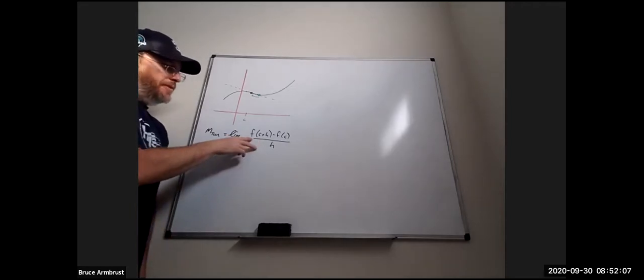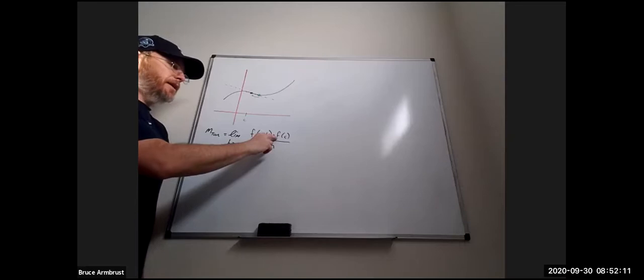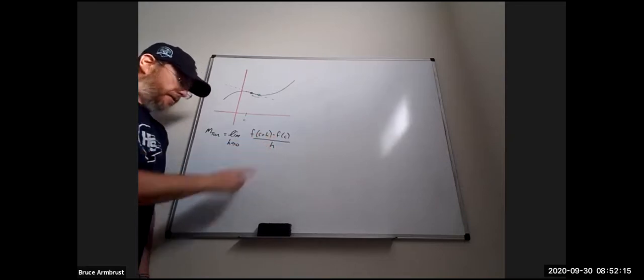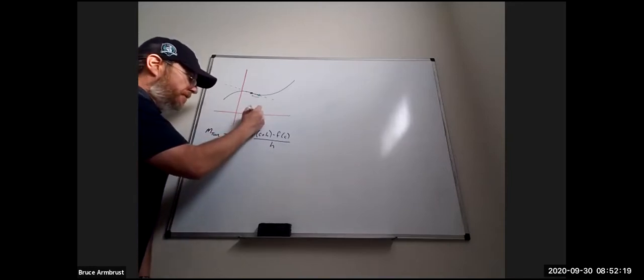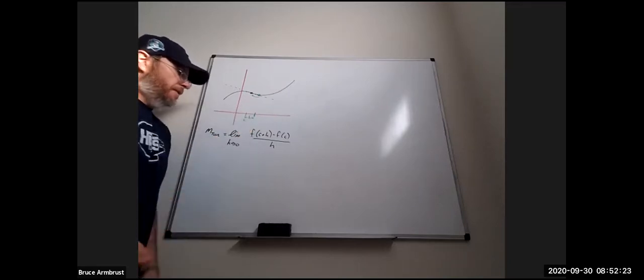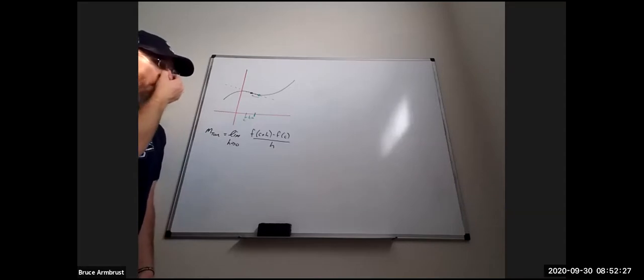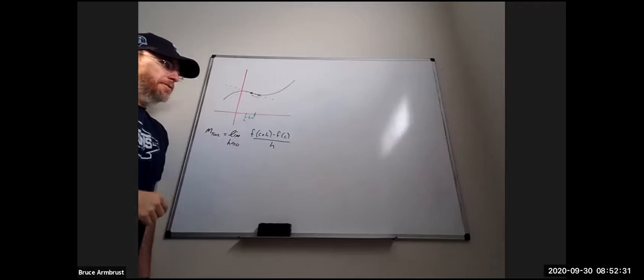So looking at this fraction, just realize that it's a slope. It's a change in y over a change in x. And what that h was, the distance from c to that second point. And so we're just saying, hey, let's get that distance between those two to be basically 0.